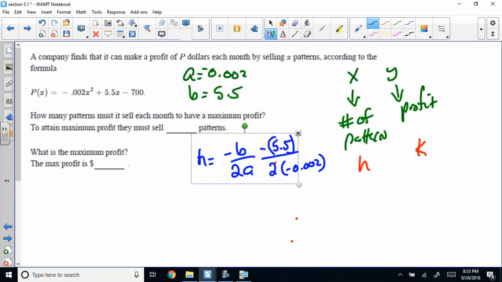Yeah, so I don't know what that is. So that's negative 5.5 divided by 2 times negative 0.002. Ooh-wee. I got an h value of 1,375.